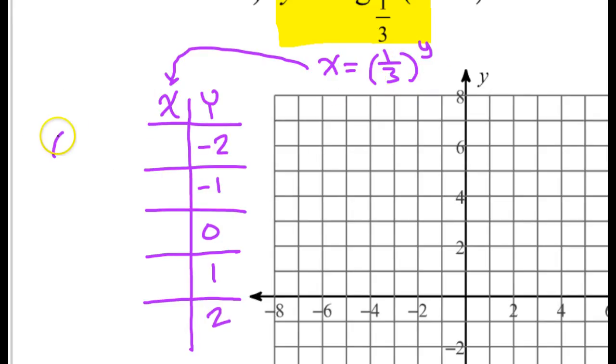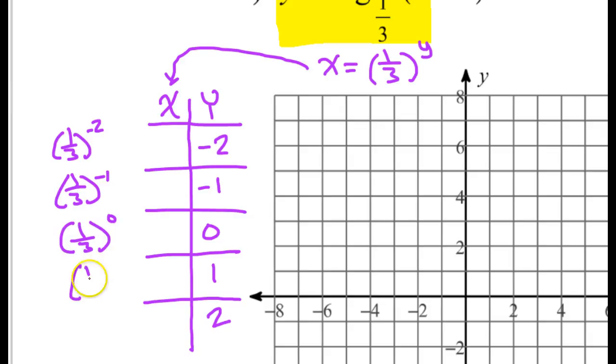Notice that the x values are going to be 1/3 to the y power. So that means 1/3 to the -2 power, 1/3 to the -1 power, 1/3 to the 0 power, 1/3 to the 1 power, and 1/3 to the 2nd power. I accidentally put it wrong, so I've got to fix that real quick and go with 1/3 to the 2nd power.